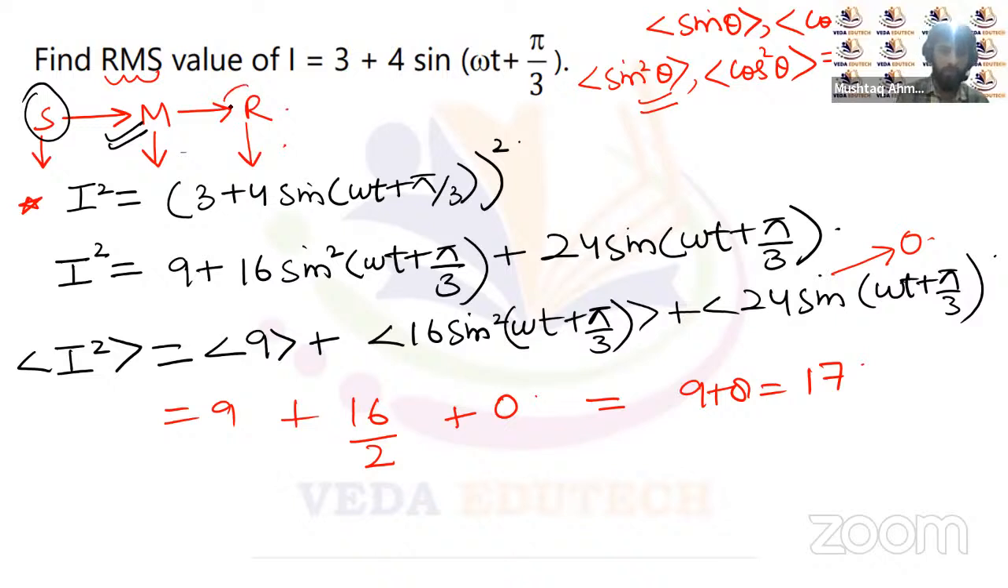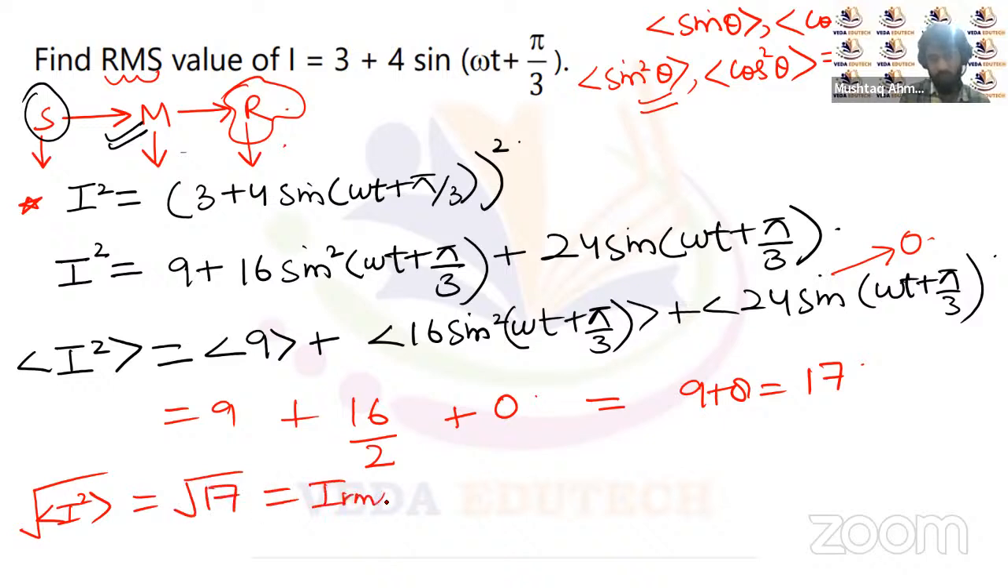At last, we have to just put the root on the mean square value. We'll get the RMS value, right? So we'll just put the root here on this mean square value on both sides. That will be root 17, and this value we call I_RMS. So the I_RMS value is equal to root 17 for this particular given current, right?